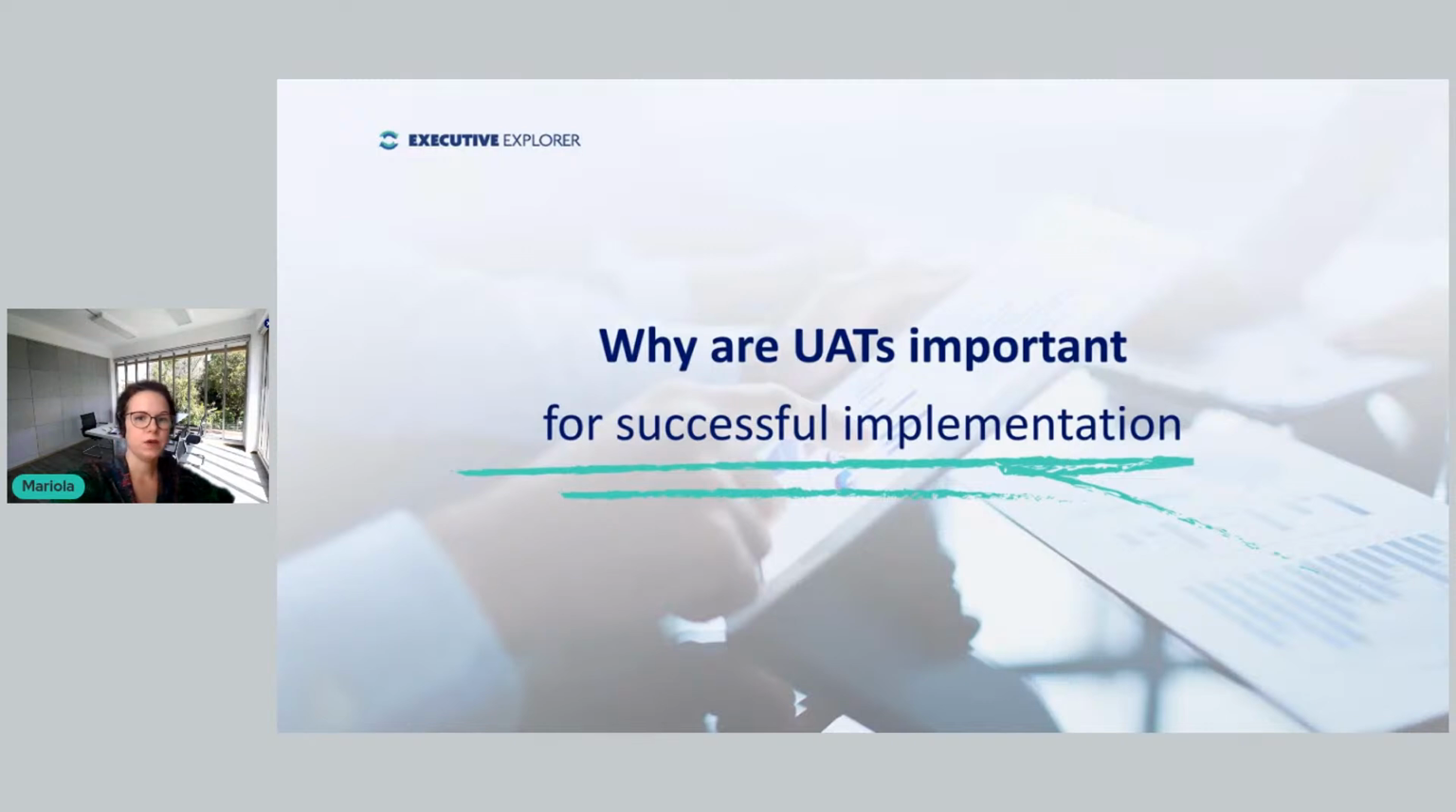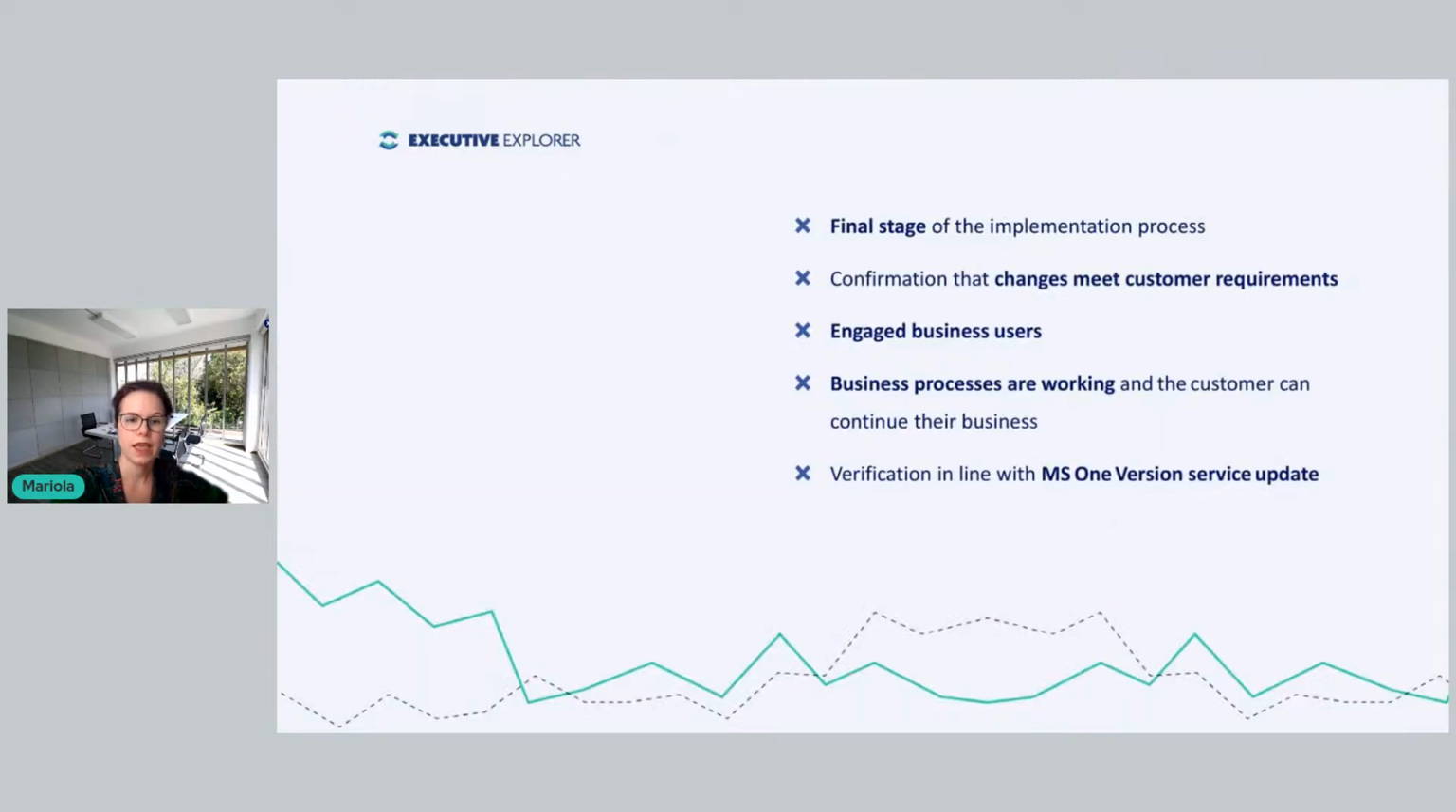Why are UATs important for successful implementation? User acceptance testing is the final stage of any software development, implementation, or upgrade before go live. It's the last piece of the project when the organization has a chance to check what was designed in a real-world situation, validate changes made, and assess adherence to the organization's business requirements.